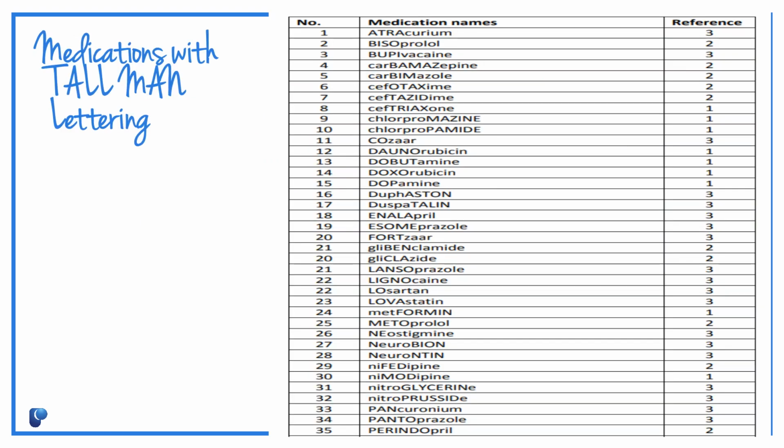So this is what I mean by tall man lettering. The tall man means we capitalize the letters in a medication name that differentiates it from its look-alike, sound-alike counterpart. For example, we can look at 16 and 17, Duphaston and Duphalac. The "aston" in Duphaston is tall man, or in other words, caps lock, and then the "alac" in Duphalac is caps lock. That way, we can bring to our attention the difference in its spelling.